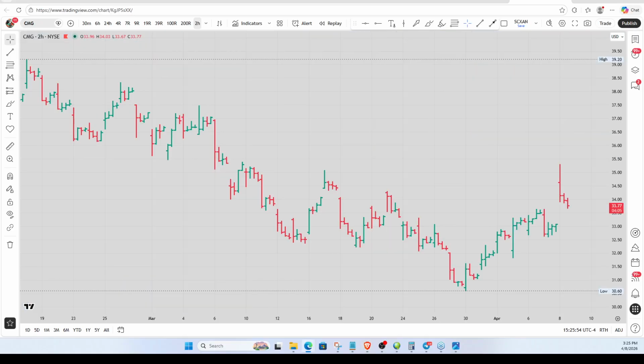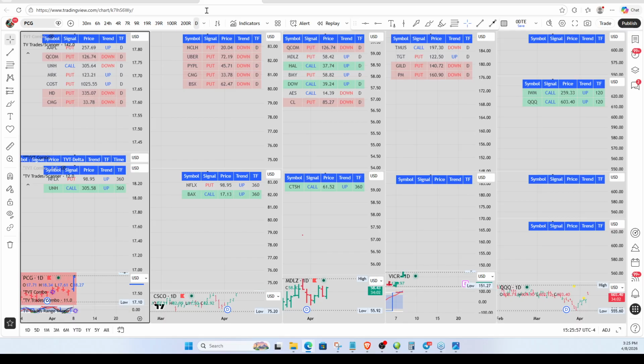Now the 0DTE stuff, in 5 minutes, these bottom ones should populate with fresh data, and then we'll go pick out whatever matches up with the top and do that.